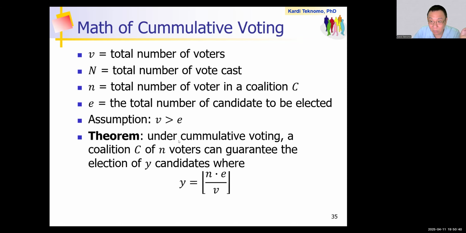Under cumulative voting, a coalition C with n voters can guarantee the election of Y candidates. The Y is computed by this formula. This symbol means the floor function. So you multiply n by E divided by V. Hey, I'm talking about voting, but we also get the mathematics of voting, isn't it? Okay, so I give you an example so that you can understand this.